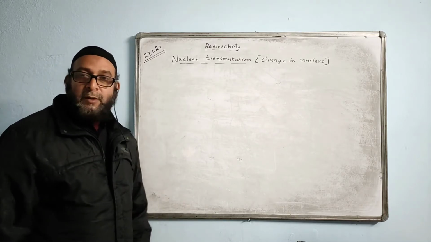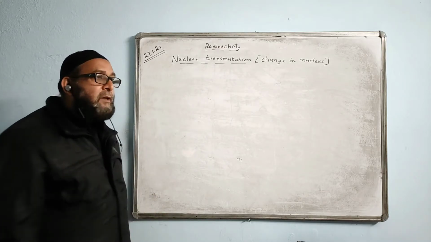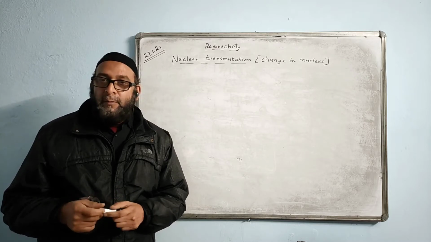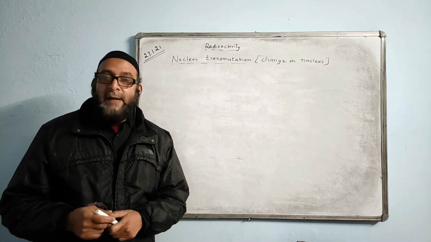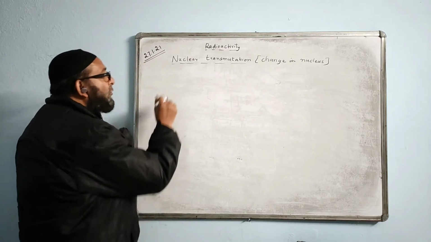Okay, I hope you understood. Now another one, just see. They are asking a question like this: Uranium changes into thorium by emitting an alpha particle. Write down the nuclear reaction for the change. This reaction we have to learn by heart.